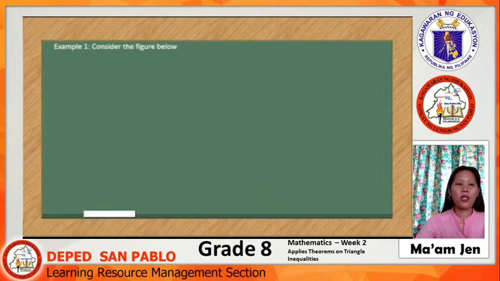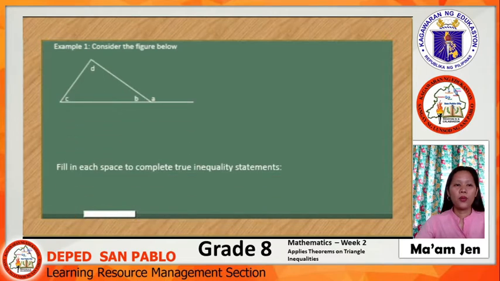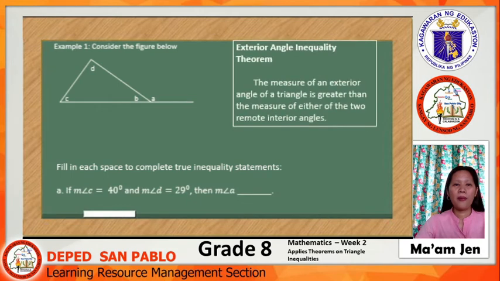So let's have example number 1. Consider the figure below. We will fill in each space to complete true inequality statements. So now, we will apply here the exterior angle inequality theorem. The measure of an exterior angle of a triangle is greater than the measure of either of the two remote interior angles. Angle A here is the exterior angle. Angle C and angle D are the remote interior angles.